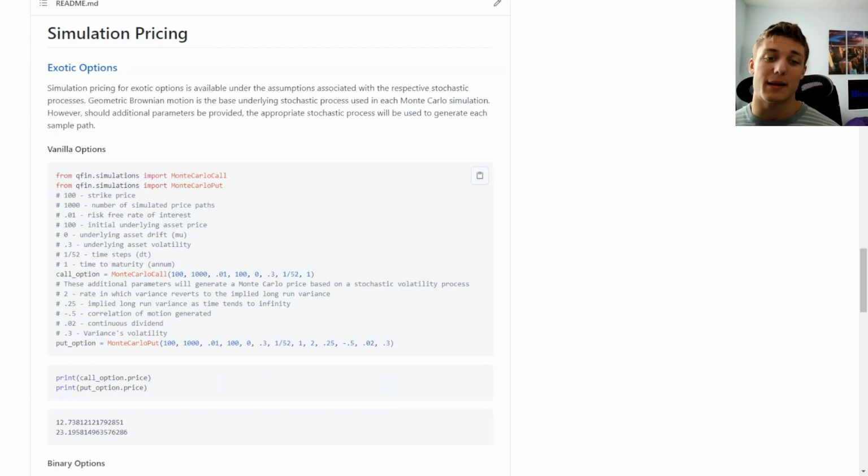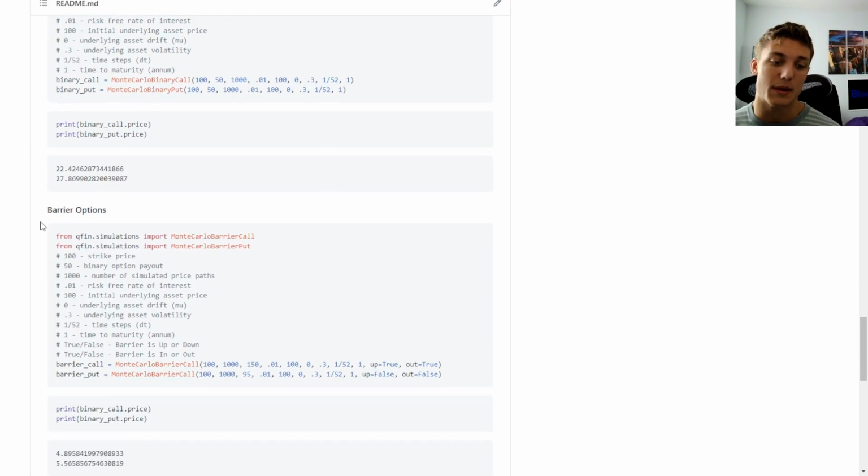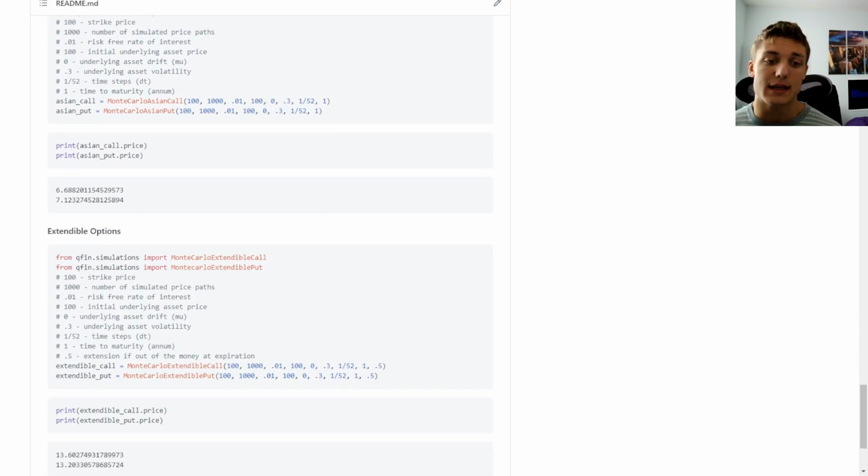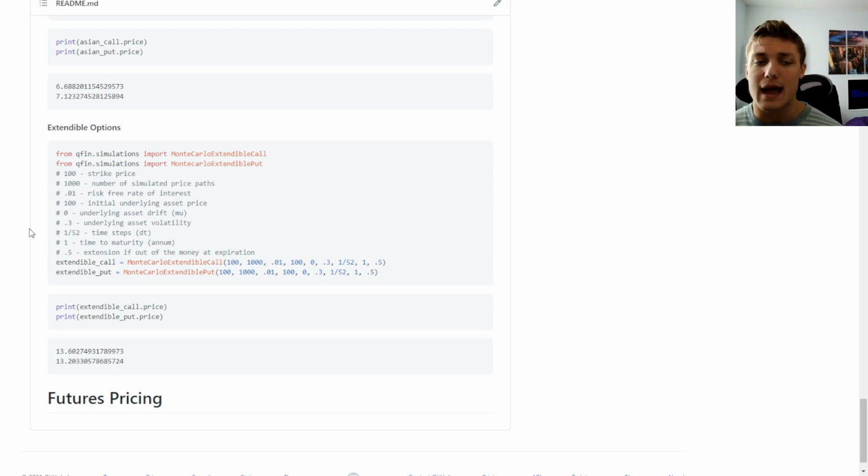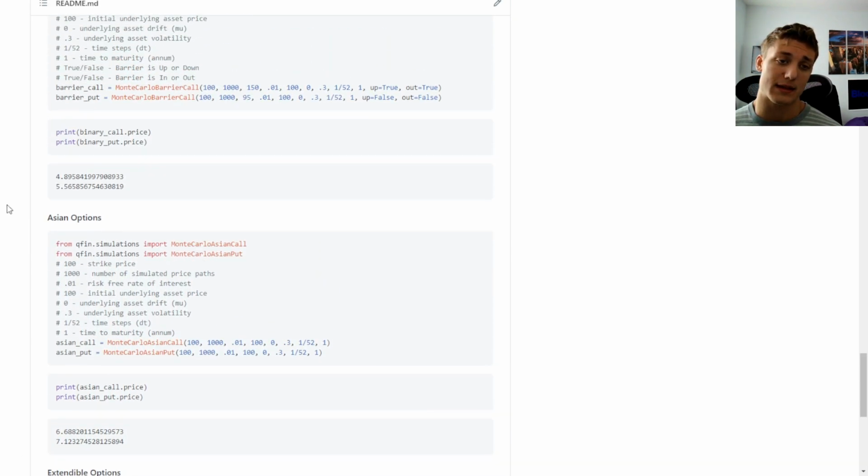In terms of exotic options, Monte Carlo simulations are going to use those two stochastic processes as the primary driver of price. It's relatively straightforward to price exotic options, and even vanilla options as a baseline example, so you can see the convergence to a Black-Scholes price under the right parameter set. All you have to do is import the option you're looking to price via Monte Carlo simulation from the simulations module. Currently, I support vanilla options, binary options, barrier options, Asian options, and extendable options. I'm going to add a whole bunch more as time goes on.